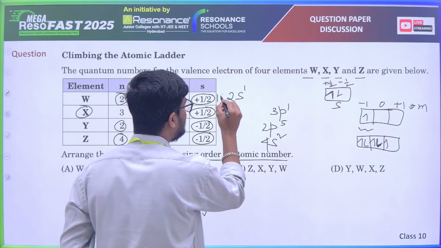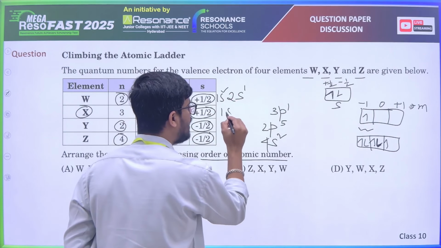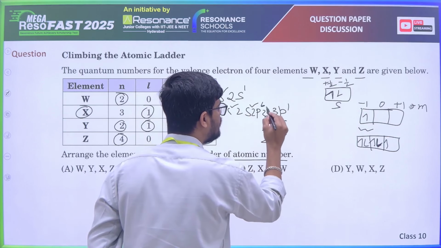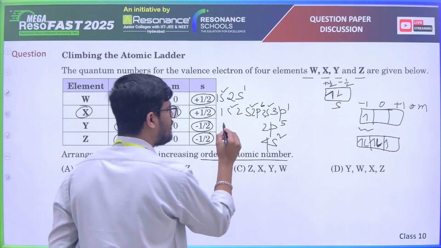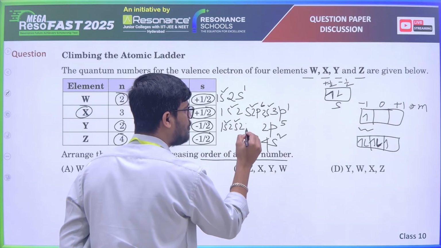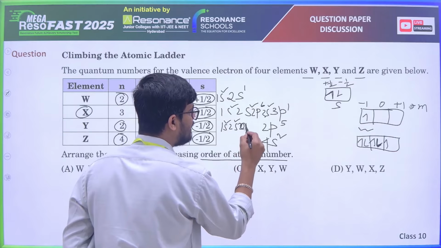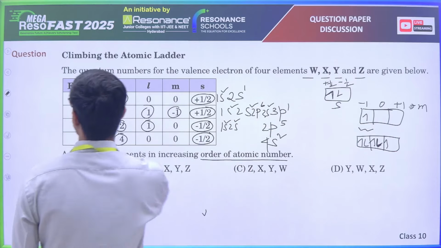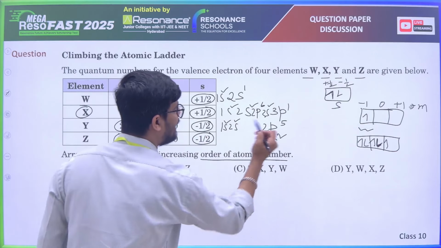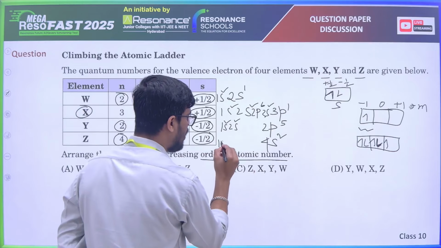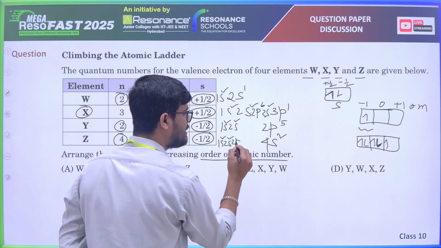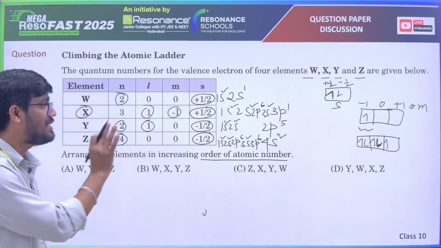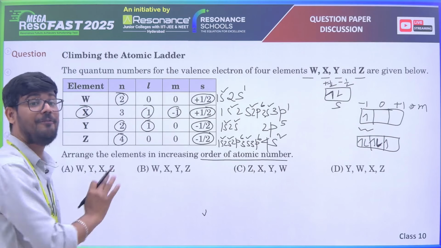So here 1s2, 2s1. Here 1s2, 2s2, 2p6, then 3s2 and 3p1. And here 1s2, 2s2 and then directly 2p5. And for this 1s2, 2s2, 2p6, 3s2, 3p6 and next 4s2. So this is our complete configuration based on these valence electrons.